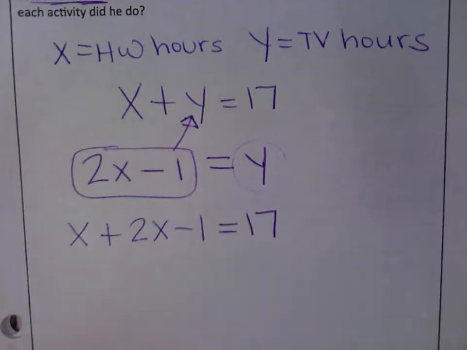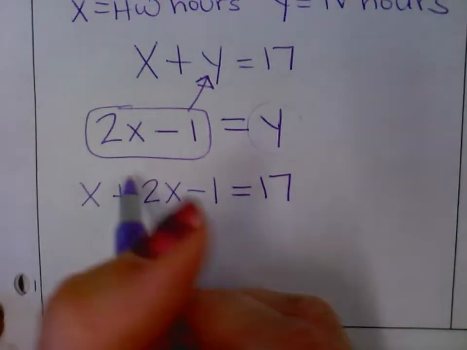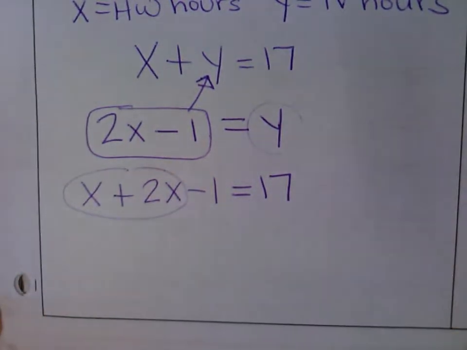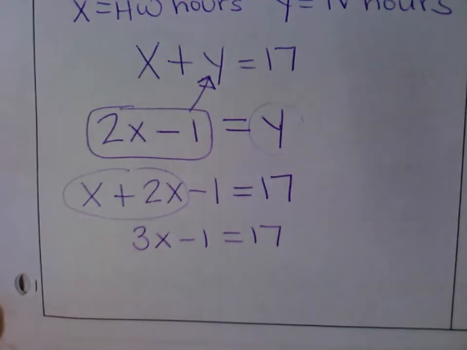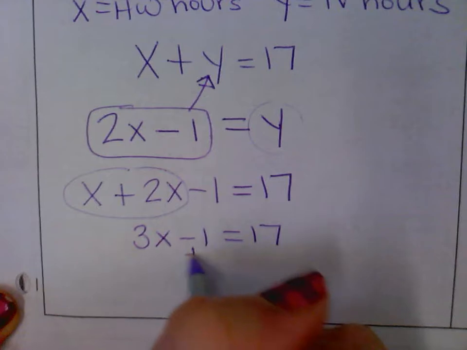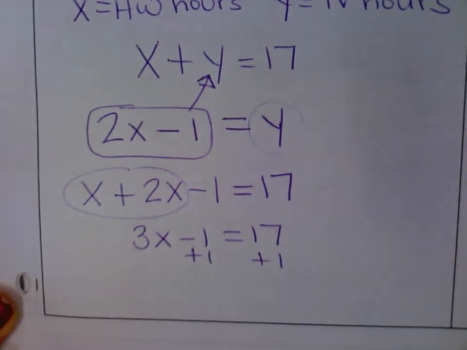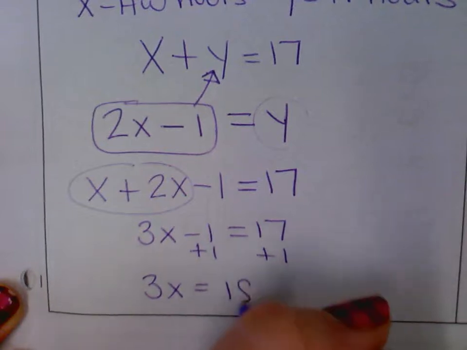What do I do next to combine like terms? How many x's do I have? So I have 3x minus 1 equals 17. What's my next step to get x by itself? Your brain should be getting sharper at seeing the next step. I want to get x by itself, so I want to add 1 to move it to the other side of the equation. 3x now equals 18.